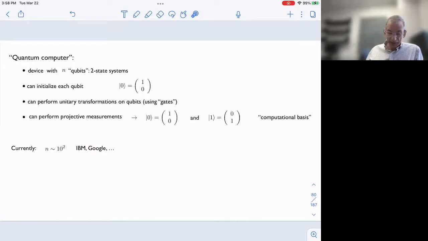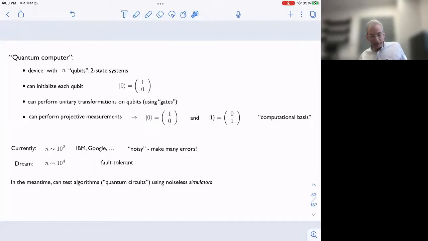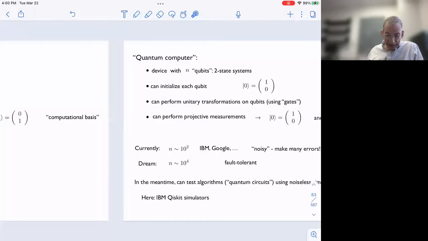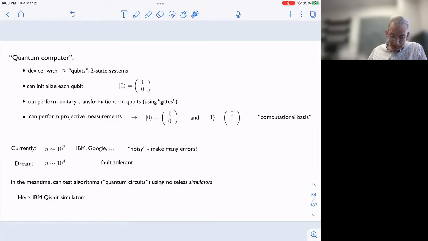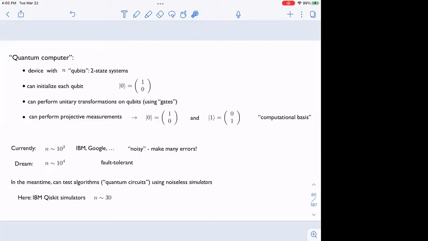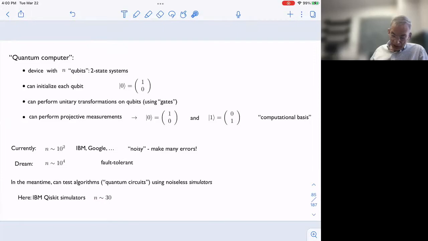But for the moment, we don't have those. But in the meantime, we can test algorithms. We can test algorithms or so-called quantum circuits using simulators, which are noiseless, or we can arrange them to be noiseless. And in the work I'll describe, we used the IBM simulators, the package is called Qiskit. And for these simulators, the maximum number of qubits is around 30. So we are limited to that.